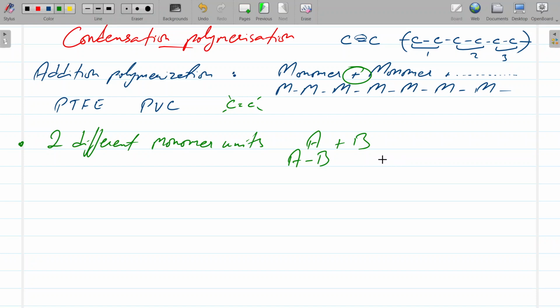It's called condensation because with each addition, and I don't want to use the word addition to cause confusion, with each of this monomer set reacting, so let's say with each set, you lose a molecule of water. No, the condensation is because of this part.